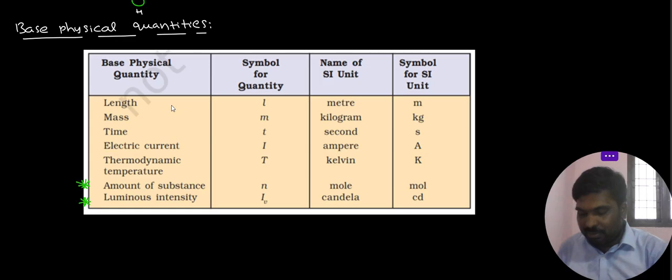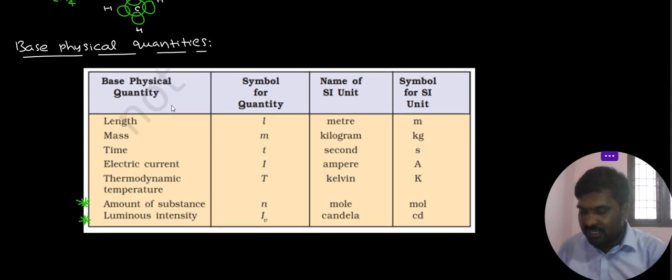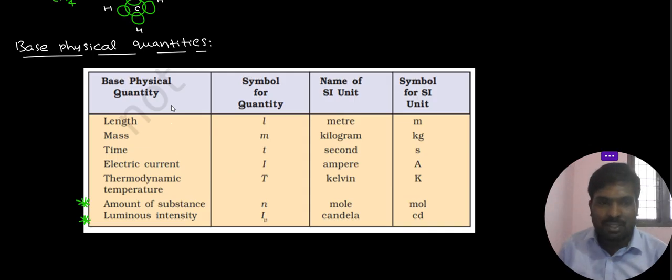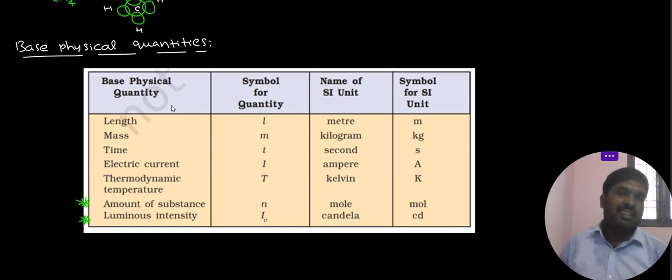These base physical quantities are important for NEET and JEE Main. Sometimes they ask the SI unit of amount of substance or of luminous intensity. These are the concepts we discussed today. I hope everyone understood these topics.